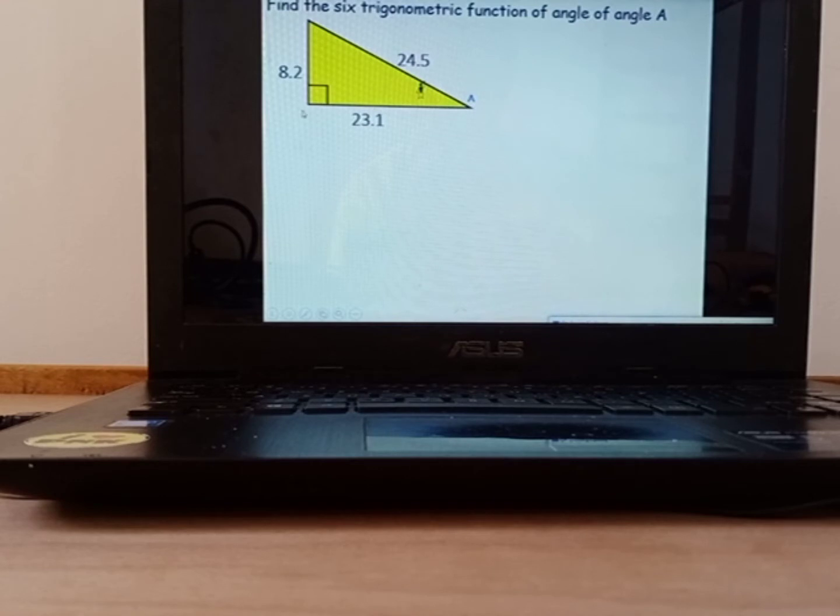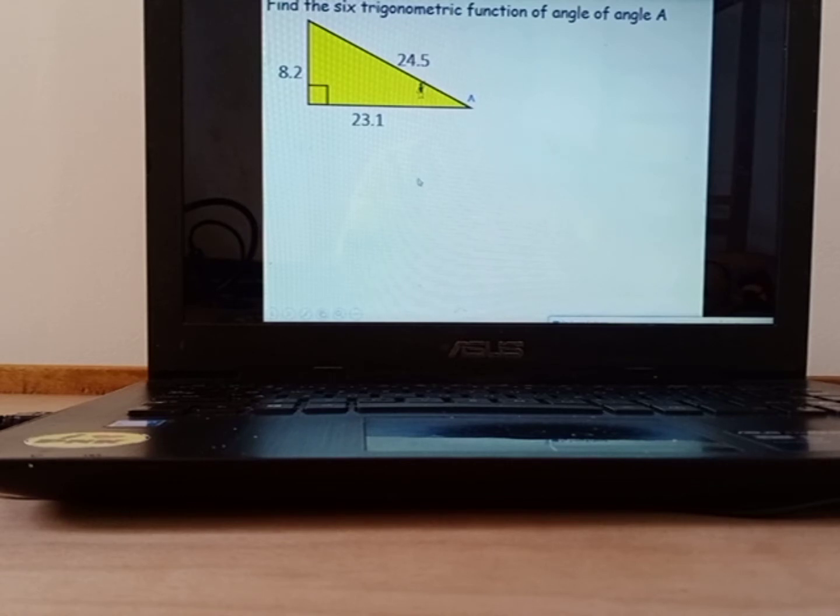And beside your angle, this is your adjacent leg, and the longer leg, the slanted one, is your hypotenuse. Therefore, the value of our opposite leg is equal to 8.2, the value of our adjacent leg is equal to 23.1, and the value of our hypotenuse is equal to 24.5. So we have already classified our given. Let's find the six trigonometric functions.